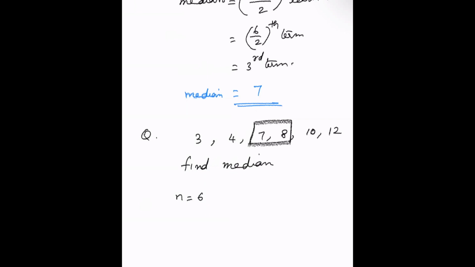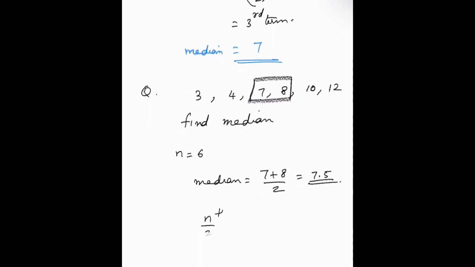When 2 middle terms are there, the median is: take the 2 middle terms and find the mean of it, the average, the normal mean method, right? 7 plus 8 by 2. That's it. Now using the formula, how you are getting that also I will show you.